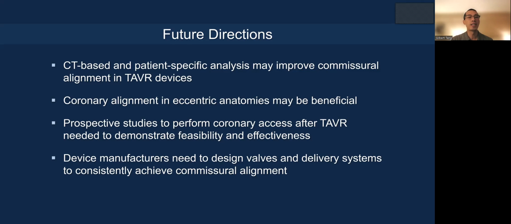Right now, it's still technique-driven improvement and achievement of alignment. We really need to have dedicated devices with the existing delivery system to be able to manually adjust and optimize the alignment of every single patient depending on the anatomy.